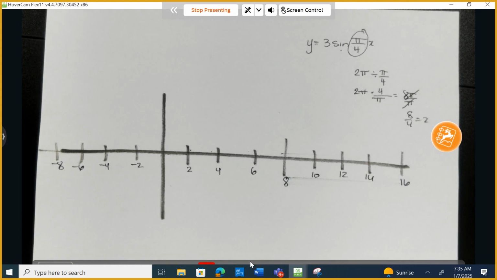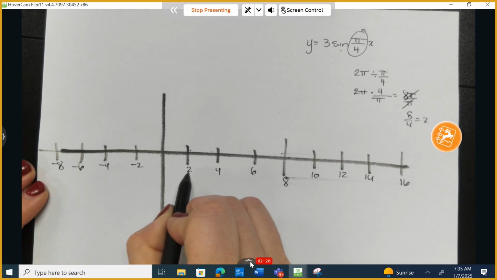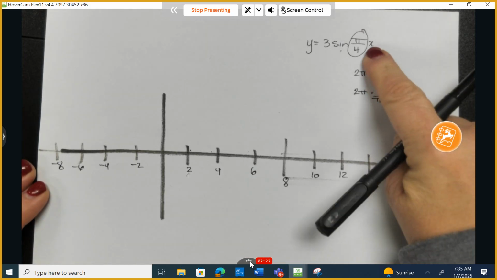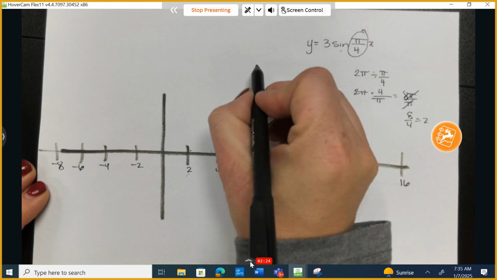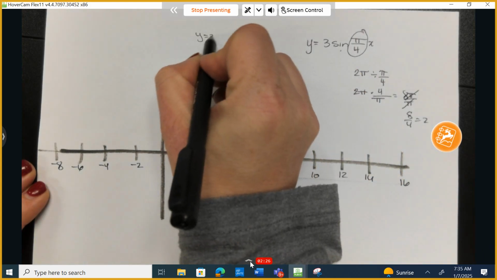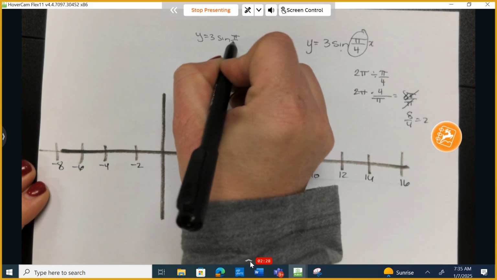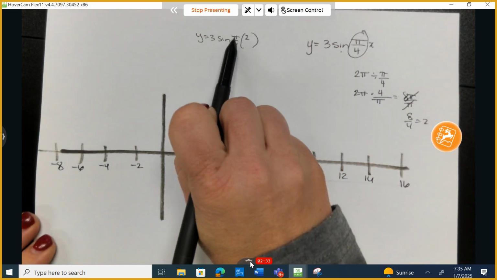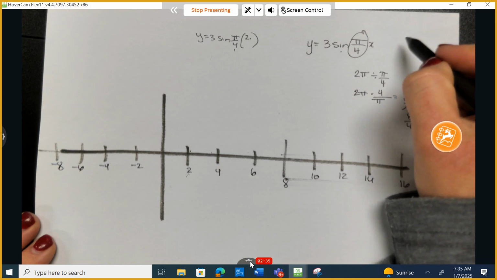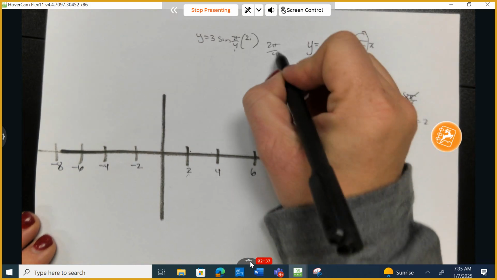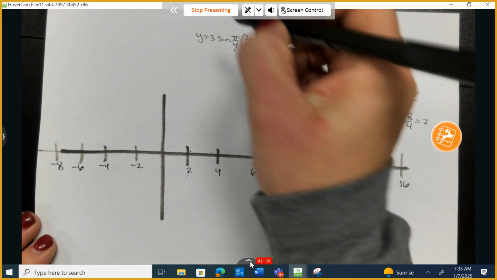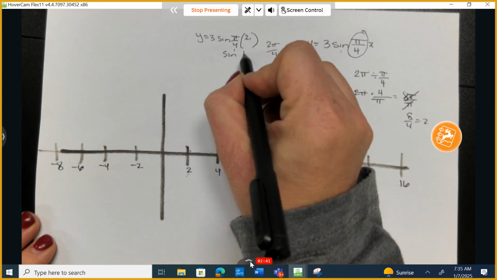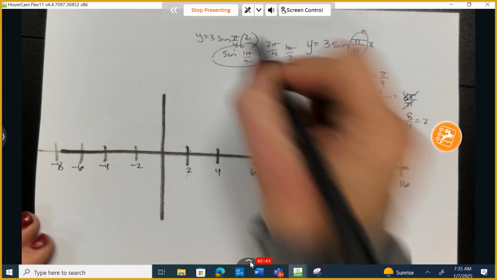So here's how we're going about doing it. I'm going to take this first step and plug it in. You can do this mentally, but let me write it up here. So I have y equals 3 times the sine of pi over 4 x, and now I'm going to replace the x with 2. So this becomes 2 pi over 4. Now I know 2 pi over 4 reduces to pi over 2. So I want to ask myself, what is the sine at pi over 2?